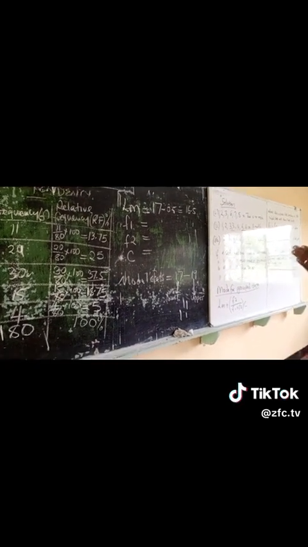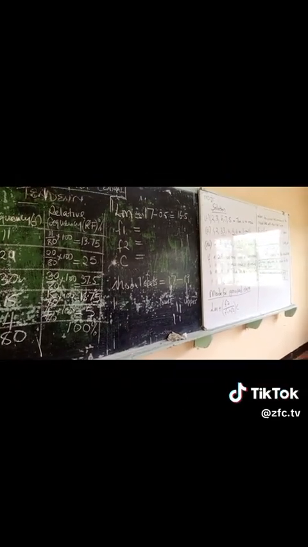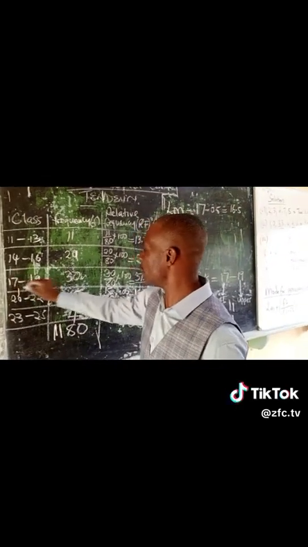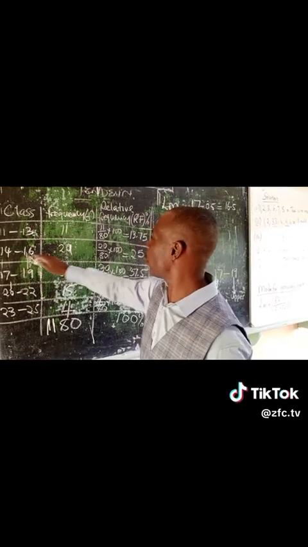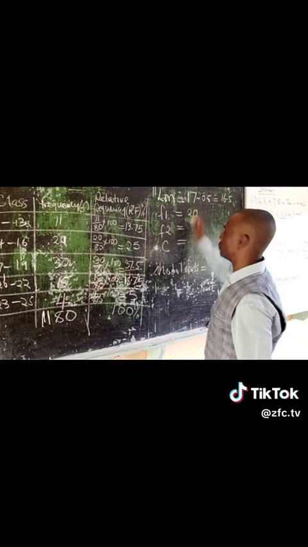Then we continue, we come to F1. F1 has to be before the model class. So the model class is this one, 17 to 19. The class before it is 14 to 16. What is its frequency? 20. So F1 is 20.